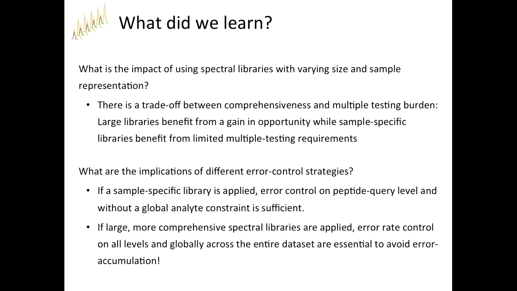And this already leads to the second question, what are the implications of these different error control strategies? And so at least in our hands, we saw that for sample-specific libraries, the error control on the peptide query level and without considering the entire study should be generally sufficient. However, the larger the library and the more comprehensive it is, it is absolutely essential to do the error control on all analyte levels up to the protein level, and also to consider the context of your study and not only control the error on one single sample.